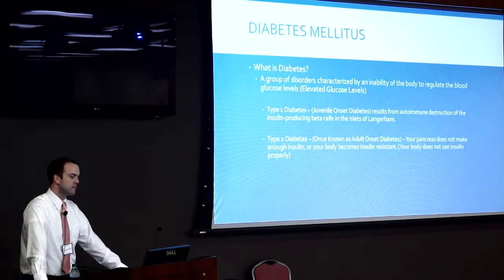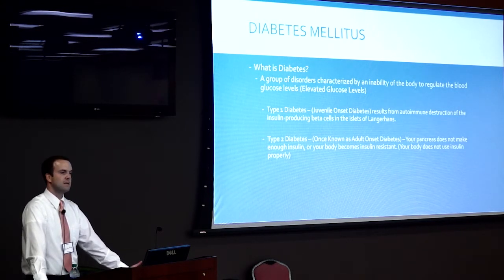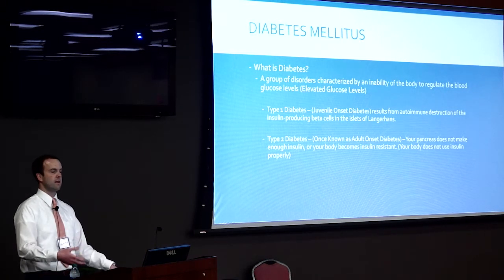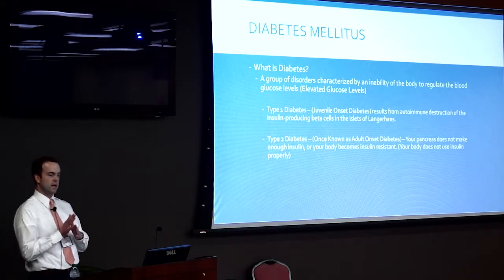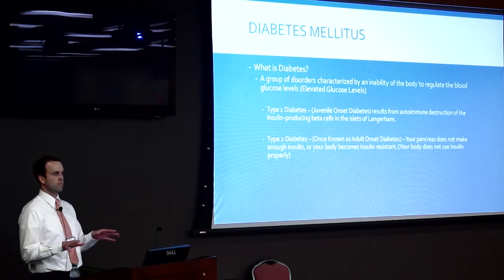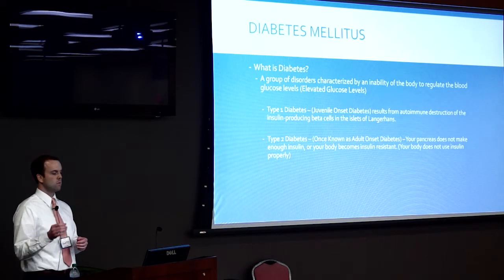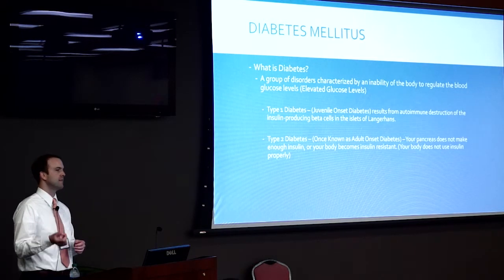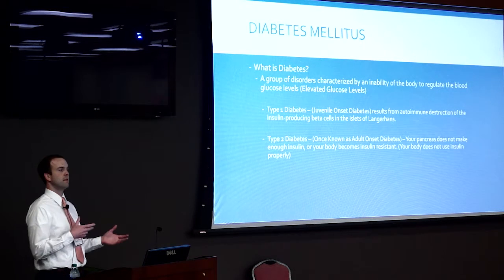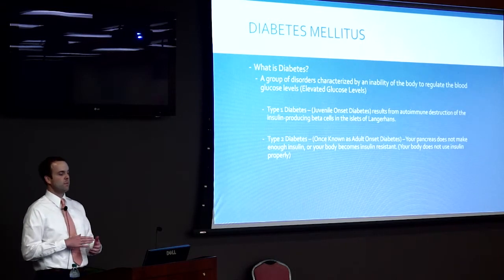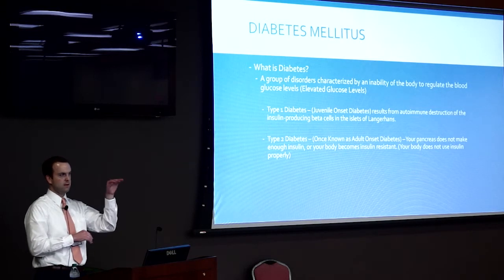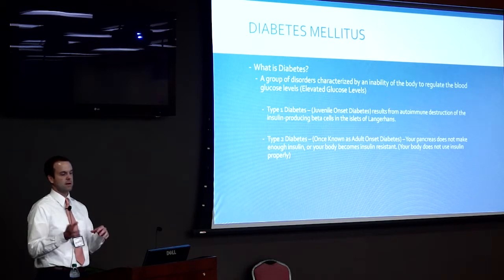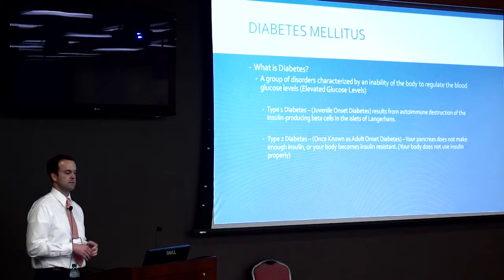So diabetes is a group of disorders characterized by the inability of the body to regulate blood glucose levels, so basically elevated glucose levels in your body at all times. With that, you've now created a dynamic: type 1 and type 2 diabetes. Type 1 diabetes was previously called juvenile onset diabetes, but now with the epidemic of childhood obesity, it's pushing the limits of type 2 diabetes, right? Because that was a distinction: type 1 is juvenile, type 2 is adult, but that classification has kind of just disappeared.